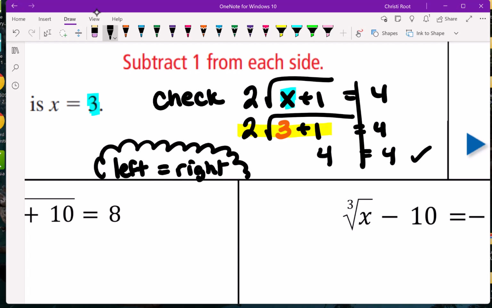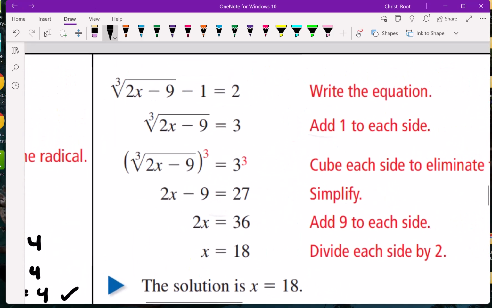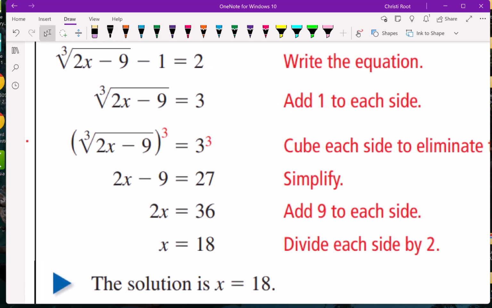That's how you check all equations, by the way. Okay, so the second example is a cube root. Rules are the same. You've got to make sure that the cube root is by itself. You can see that there's a -1 over there. You have to get rid of the -1. So you're going to add 1 to both sides, and that's where that 3 comes from.